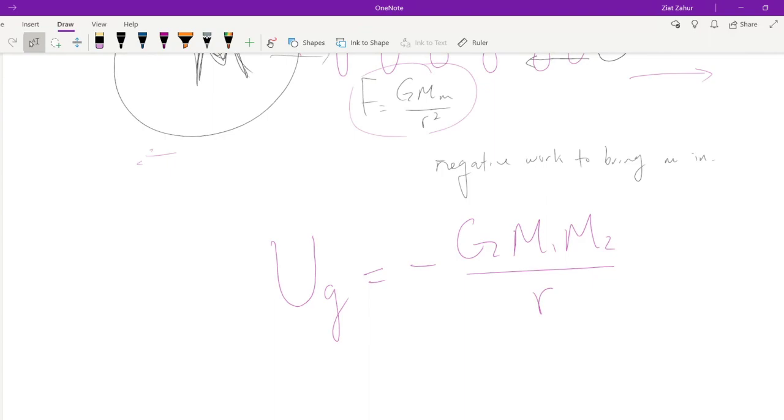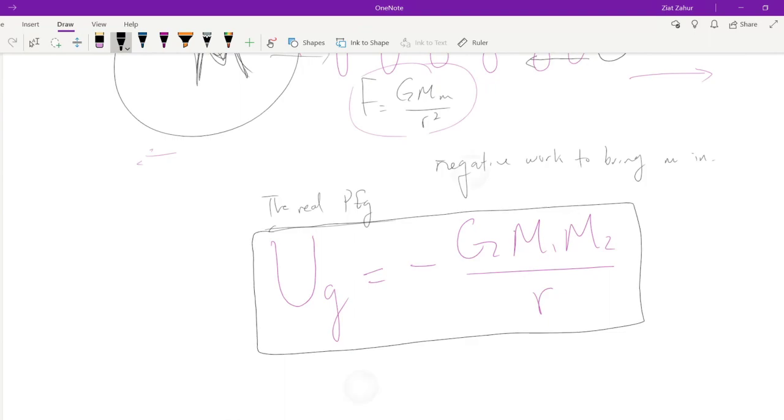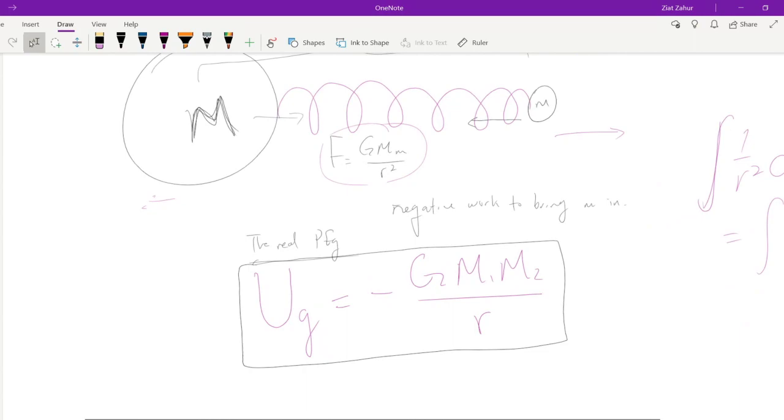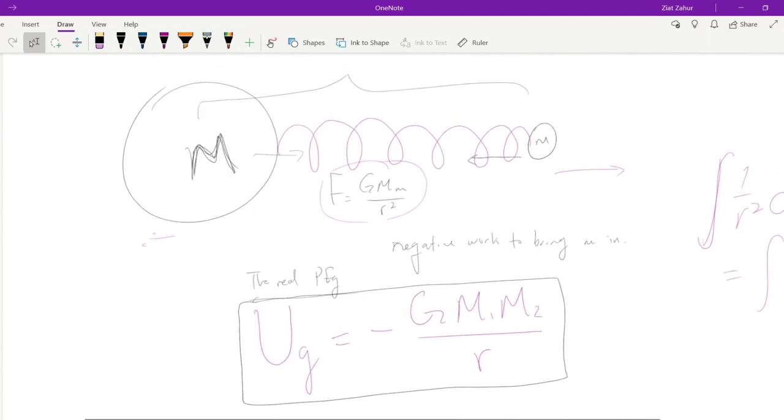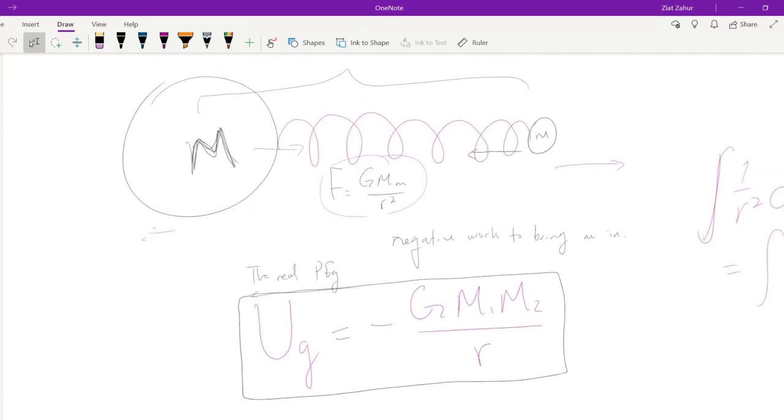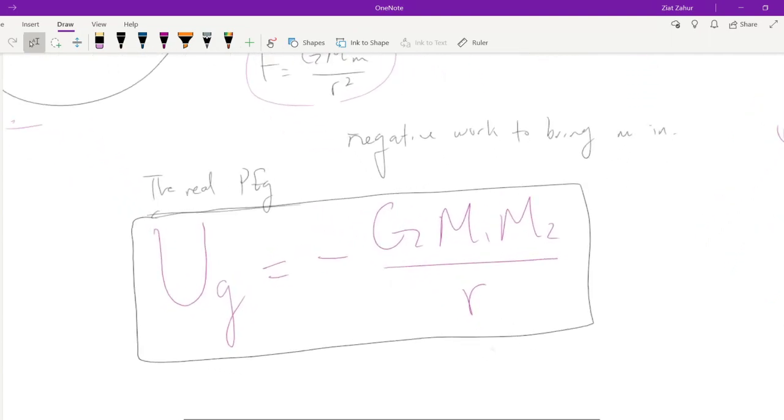All right, so here we have our formula for UG, the real peg maga. And so if you are doing problems that involve objects that are far beyond the surface of your planet, then this is the gravitational potential energy that you want to use. But if you are doing energy near the surface of the Earth, then stick to the old-fashioned vanilla flavored peg maga. This is the grape flavored peg maga.